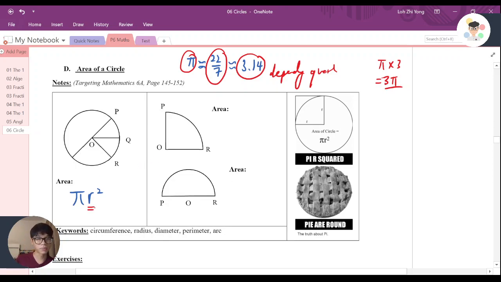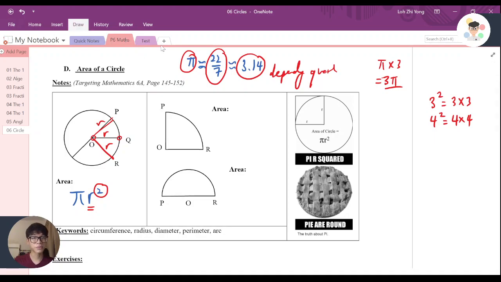Again, r means radius. Radius is the line from the center to the circumference. This is a radius, this is also a radius, and this is also a radius. And if you see the word square, it basically means you times yourself two times. For example, 3 squared means 3 times 3, and 4 squared means 4 times 4. In this case, it means times the radius two times. This helps you to find the whole area of the circle.